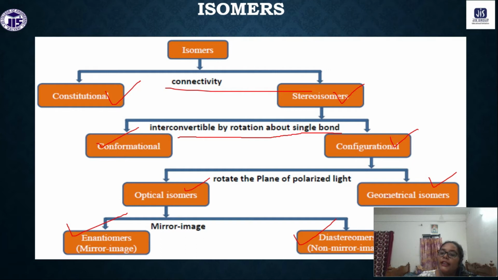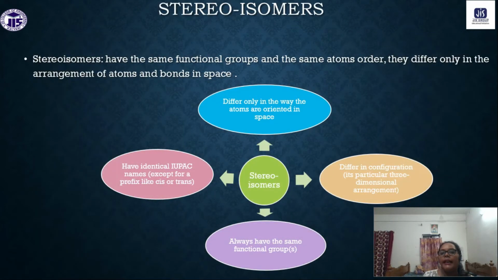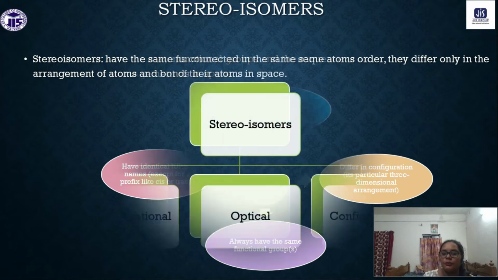Optical and geometrical isomers can be divided based on the rotation of plane polarized light. These are some properties of stereoisomers: they differ only in the way the atoms are oriented in space, have identical IUPAC names, always have the same functional group, and differ in configuration. So these are some of the properties of stereoisomers.